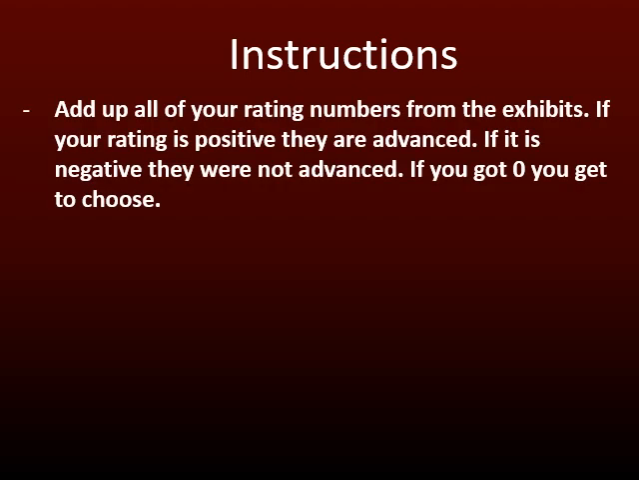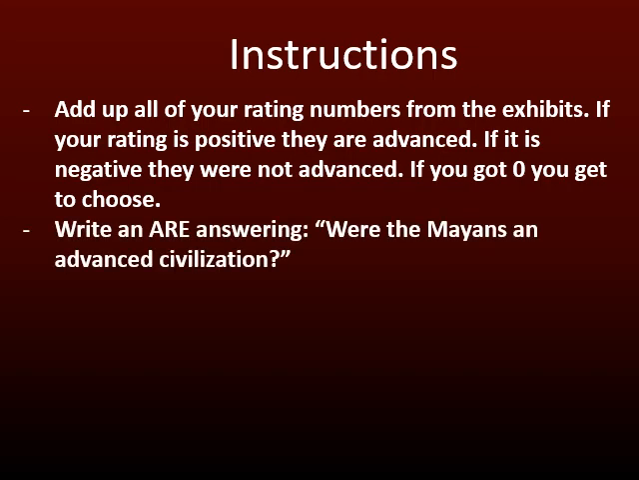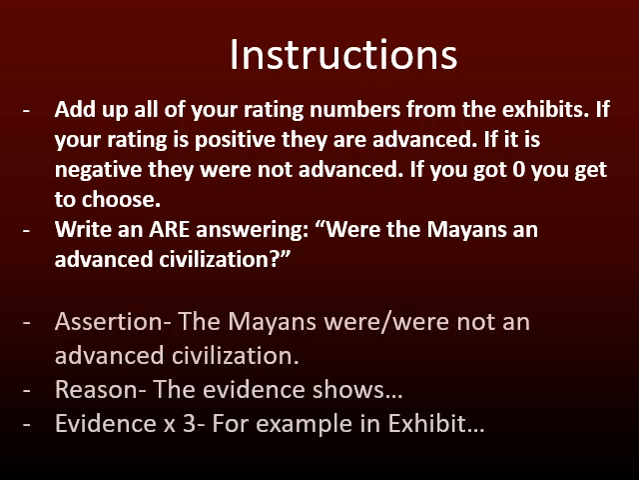All right, so now we have all this information. What are we going to do with it? Add up all of your rating numbers from the exhibits. If your rating is positive, you think that they are advanced. If you get a negative number, you don't think they're advanced. If you get a 0, you get to choose your side. You are going to write an ARE, answering the question, were the Mayans an advanced civilization?